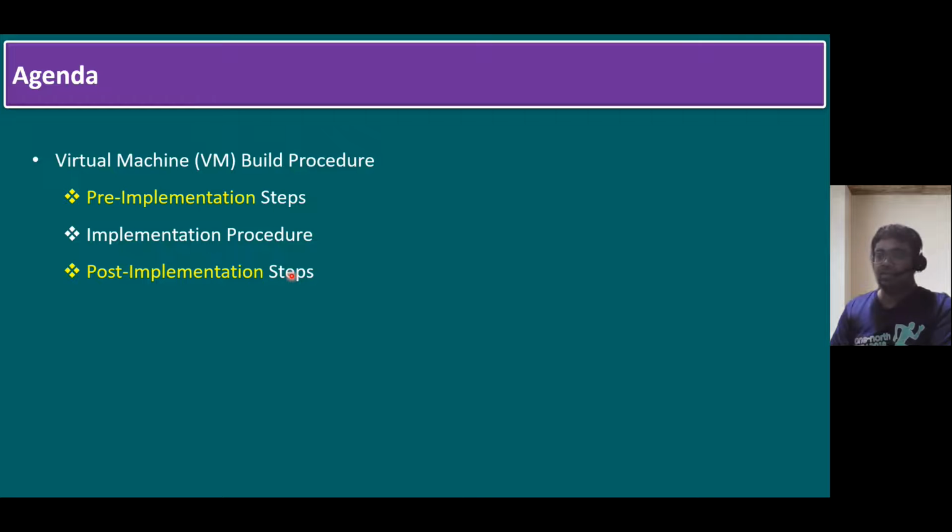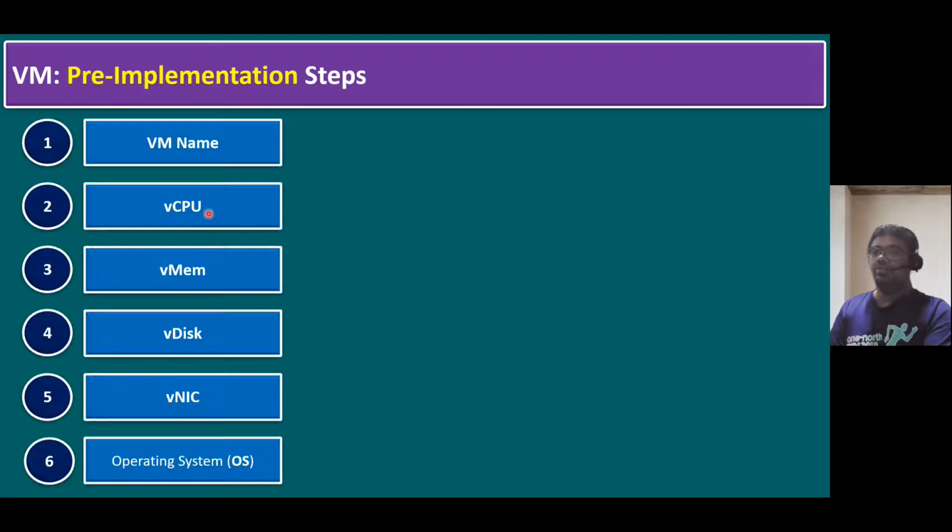Normally in a real-time scenario, when we are creating virtual machines in a production environment, we should have some pre-implementation steps, implementation procedure, and post-implementation steps. So let's understand the importance of pre-implementation steps. Pre-implementation steps means before creating a virtual machine, we should know our virtual machine name, how many CPUs we are going to assign, how much memory we are going to assign for the VM, how much disk size, how many NICs, and what the operating system flavor is.